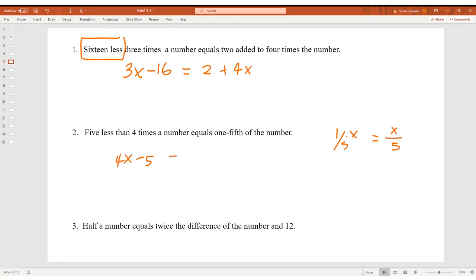If you write it this way, that's great. 1 over 5x, or 4x minus 5 equals x over 5. That's also perfectly fine. It's just because this is something different. You guys see that now, the 5x. Okay, the last one. Oh, we went a little bit over 5 minutes. Okay, let's go to number 3. Half a number equals twice the difference of a number and 12.